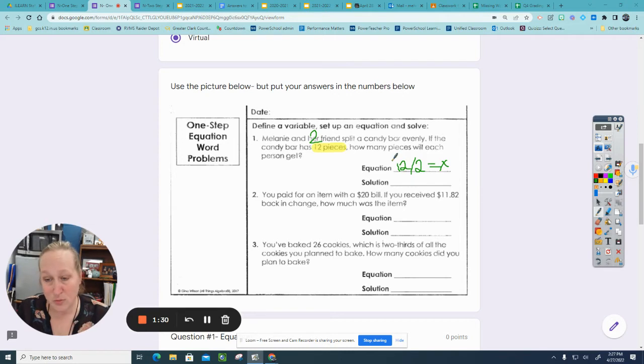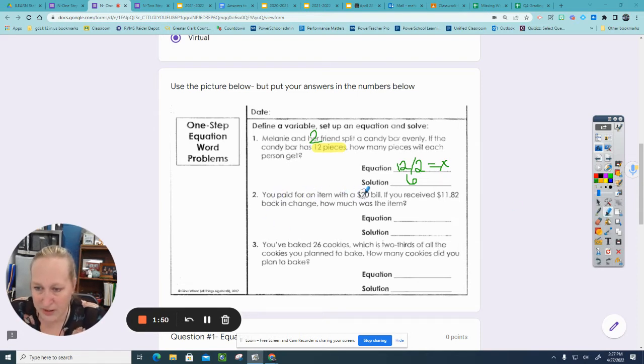Now I know that you guys are smart enough to say 12 divided by 2, I'm splitting 12 pieces in half. My solution is 6. So the two things that you'll type is 12/2 equals x. And then the second one where it asks for the solution, you're going to type 6. Okay, we're going to work on the next problem.